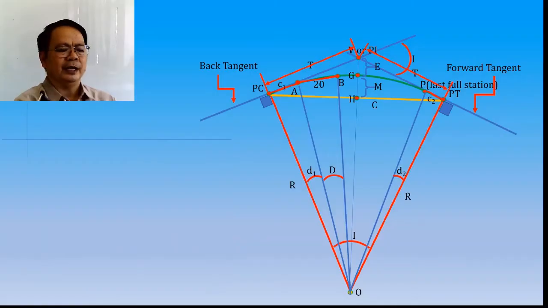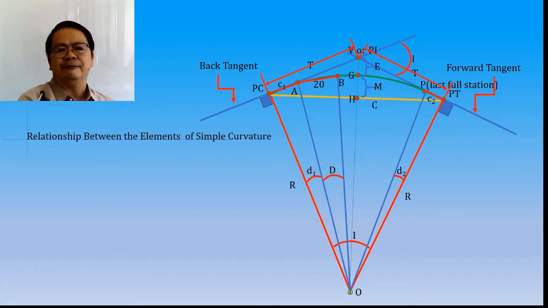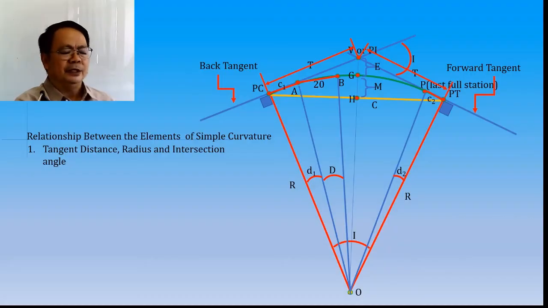So those are the elements of the simple curvatures. The question now is, how are we going to compute and show the relationship between the elements of the simple curvature? Let's start with the elements between tangent distance, radius, and the intersection angle. Nasaan ba yun? Ito yun, at saka yun. May relation na nag-i-exist sa kanila.